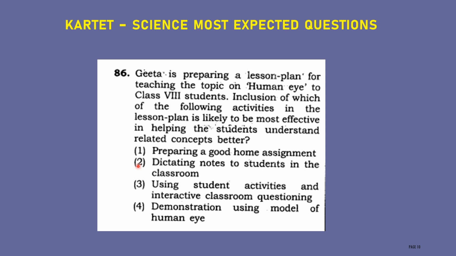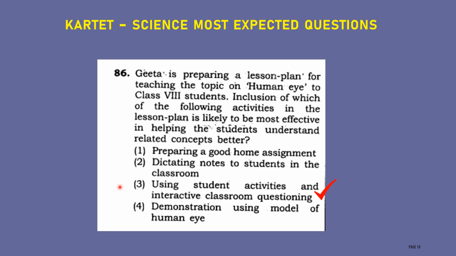Then dictating notes to the students in the classroom, dictating the notes is also not a sufficient method. Then third one, using student activities and interactive classroom questioning. Yes, this is the correct one, because when you are teaching human eye, first the students have to understand the structure of human eye, then you can show the activities.